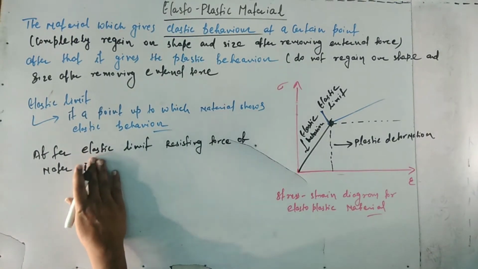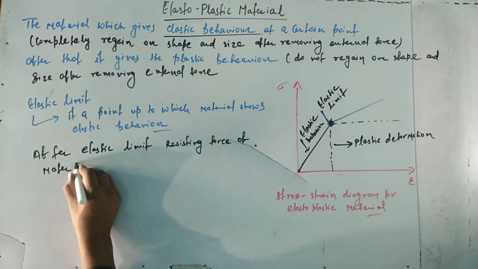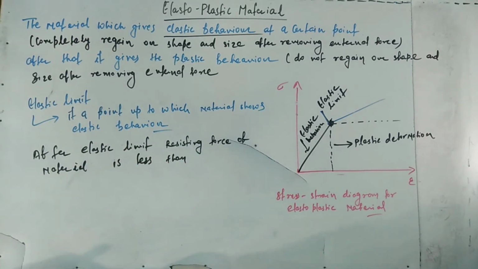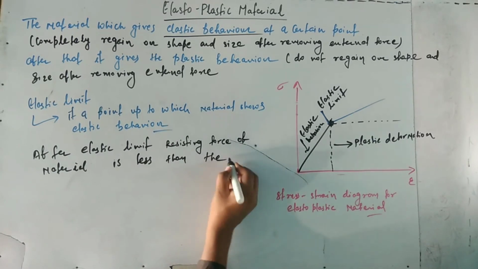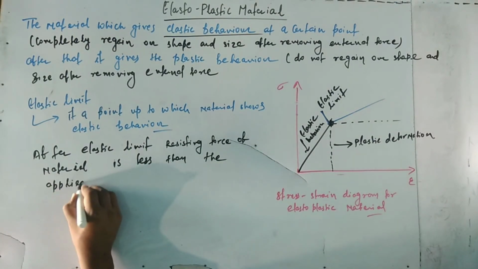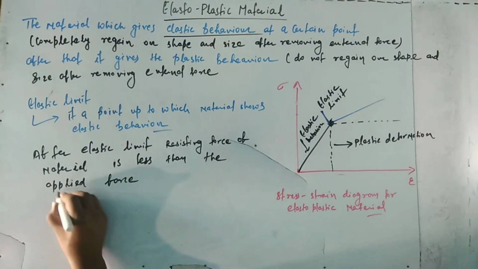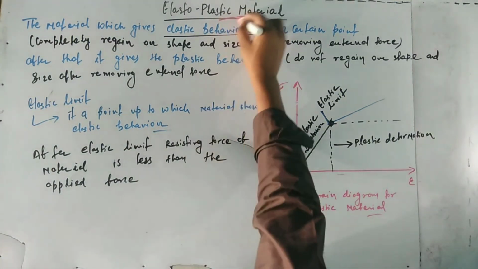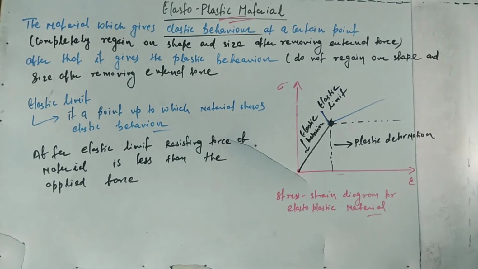After the elastic limit, the resisting force of a material is less than the applied force, and it does not regain its shape and size after removing the external force or applied force. So this is all about elastoplastic material, and today's topic is over.